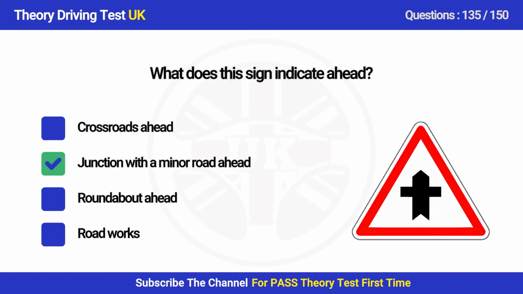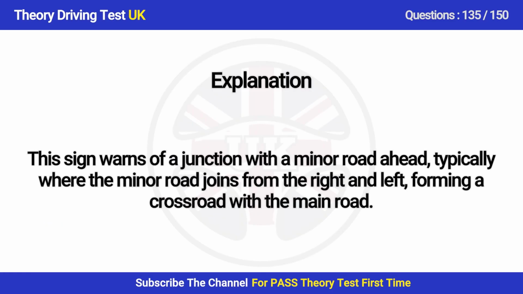Answers is B. Junction with a minor road ahead. This sign warns of a junction with a minor road ahead, typically where the minor road joins from the right and left, forming a crossroad with the main road.